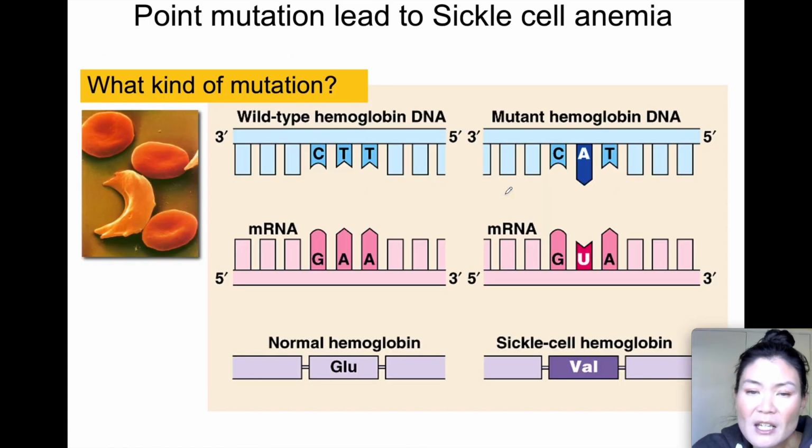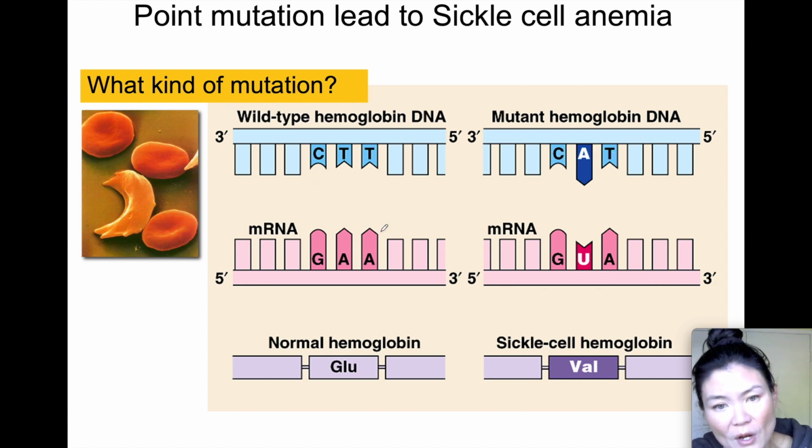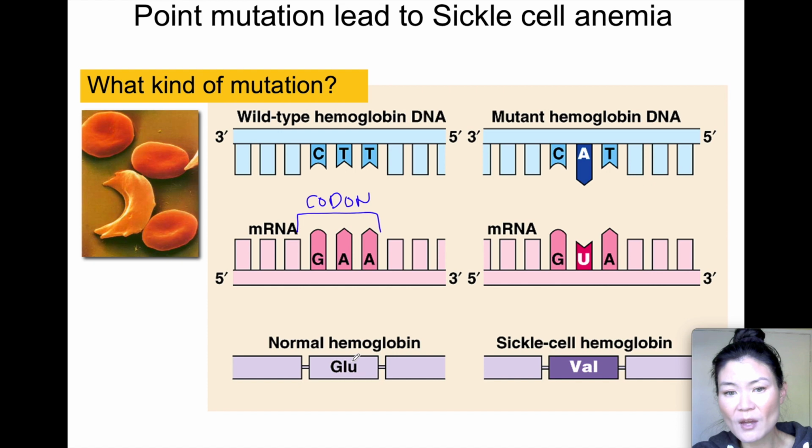So sickle cell anemia is a type of genetic disease or genetic disorder that's caused by a point mutation. On the wild type hemoglobin DNA, there's 3 sequences here, CTT, but for someone with sickle cell anemia, instead of CTT, it's CAT. As a result, the codon, so this is our codon here, is supposed to be GAA, which codes for an amino acid GLU.